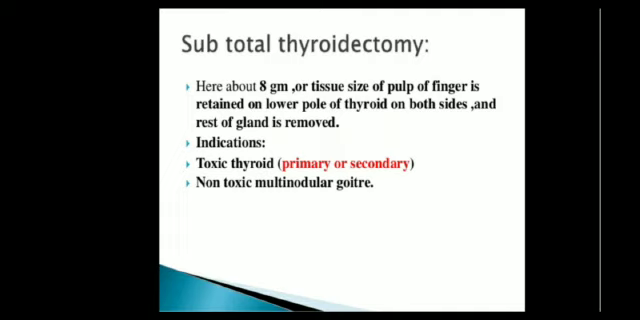Subtotal thyroidectomy. Here about 8 grams of tissue, the size of the pulp of a finger, is retained on the lower pole of the thyroid on both sides and the rest of the gland is removed. Indications: toxic thyroid primary or secondary, non-toxic multinodular goiter.